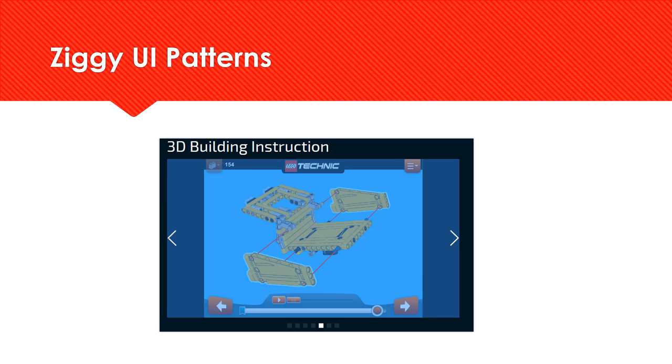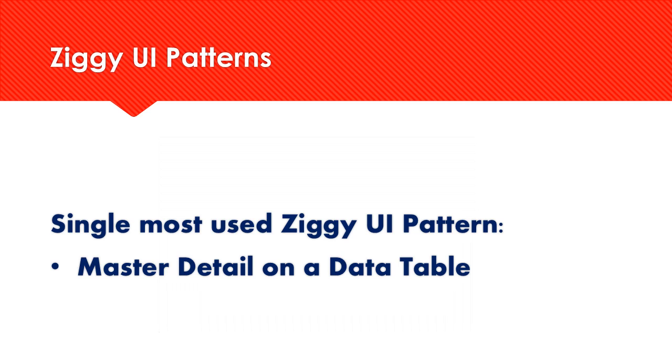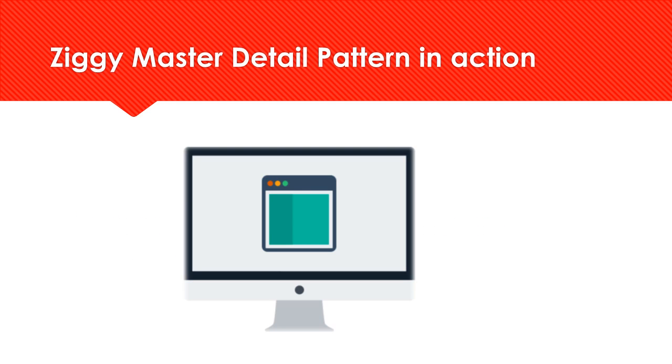Ziggy and patterns. You can see patterns as building instructions, like this Lego example. Every building step is explained, so you will be able to put the entire creation together. The most applied pattern in Ziggy is, by far, the master detail. A master detail pattern shows a data table with a master view and a detail view. Let's take a look at an applied master detail pattern in action.